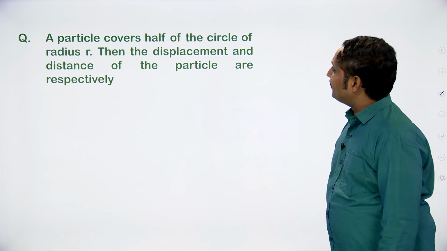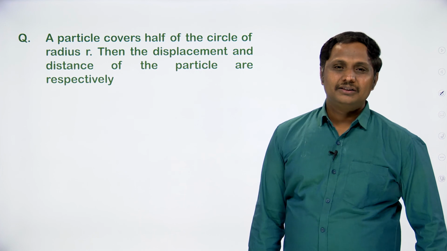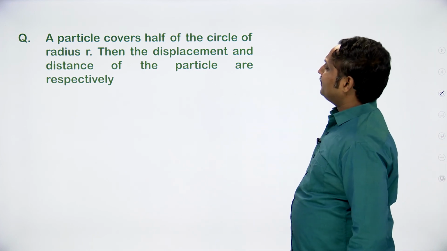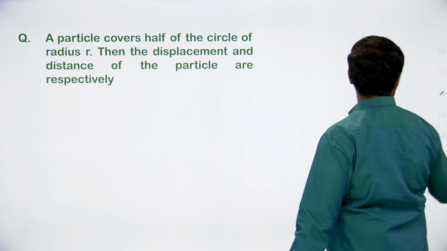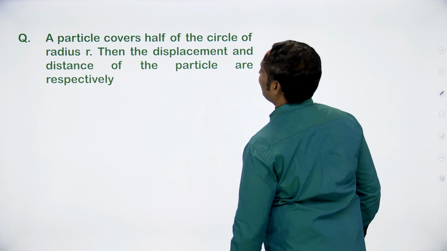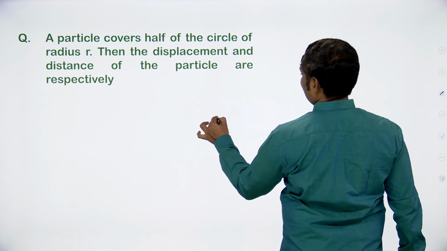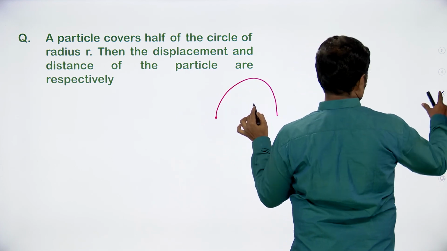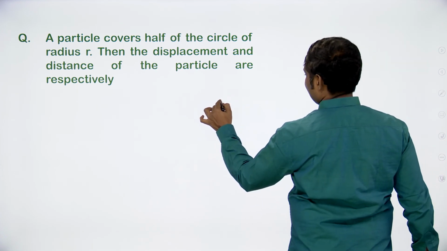A particle covers half of the circle of radius R, this is a general and standard question. Then the displacement and distance of the particle are what? Right, let us go for that. A particle covers half of the circle, we just have to take that.